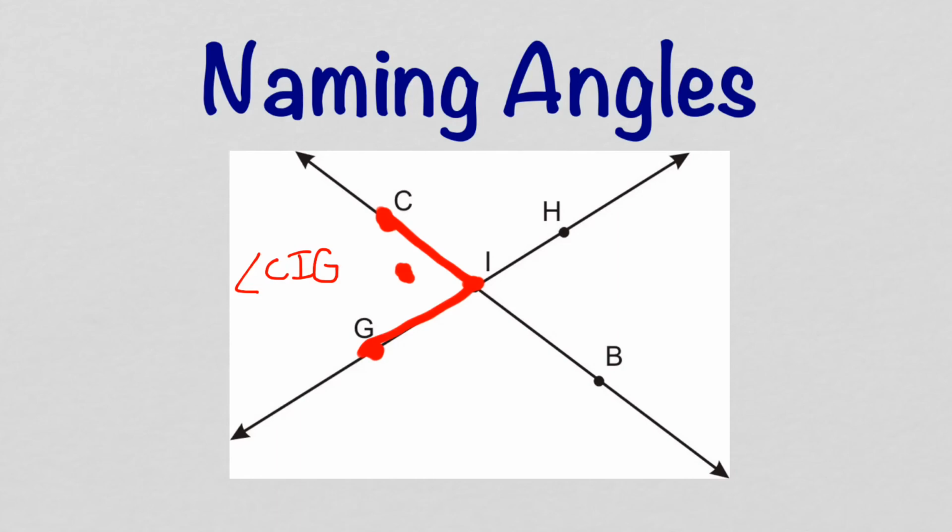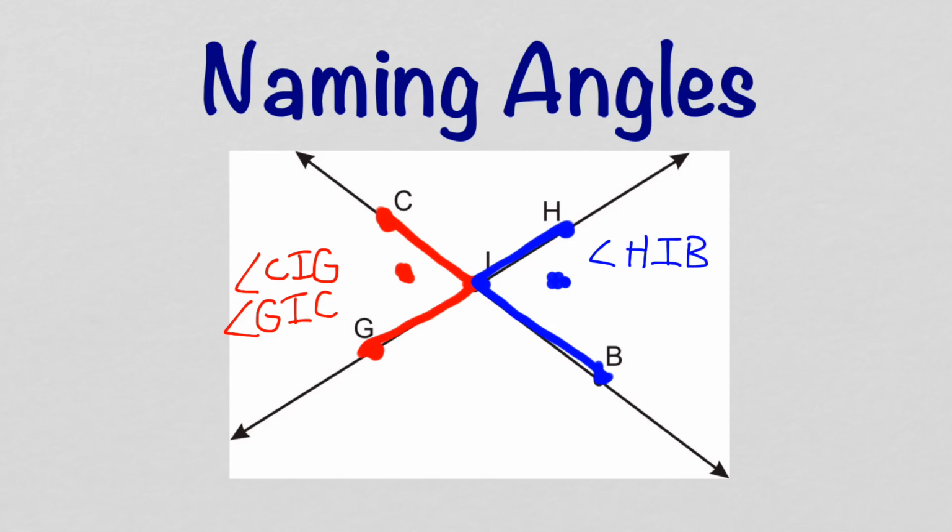Now I want to be clear. I can go from C to I to G, or I can go from G to I to C. Those are both the same angle. Okay? So if I were to do this in a different color here, and let's connect H to I to B, that would be this angle over here. Okay? And when I go to label that, I would label that angle H I B, or angle BIH, either one.